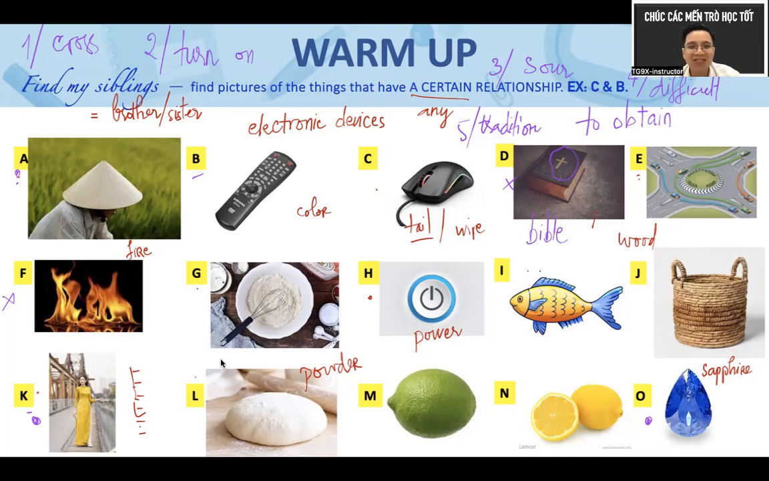I think K and I. Why? The color is yellow. Yeah, I love it. O and E. They start with S. What is S? Street. Yeah, street and sapphire. Thank you so much, class.